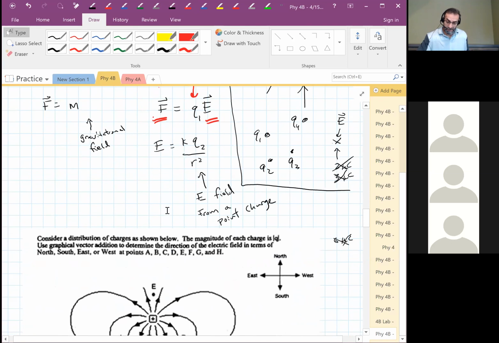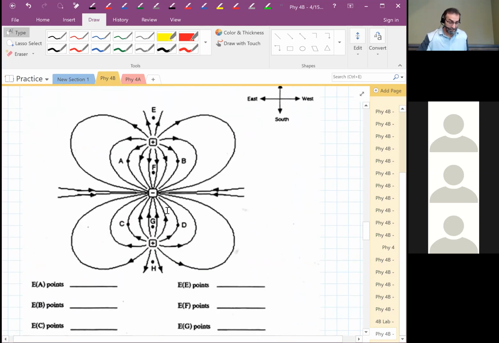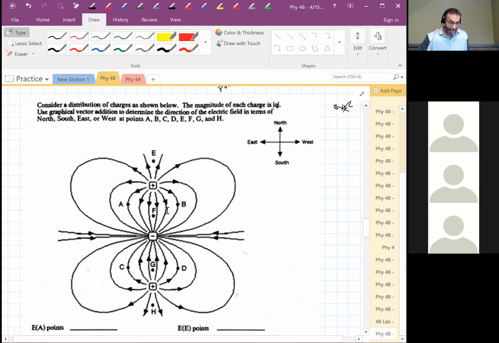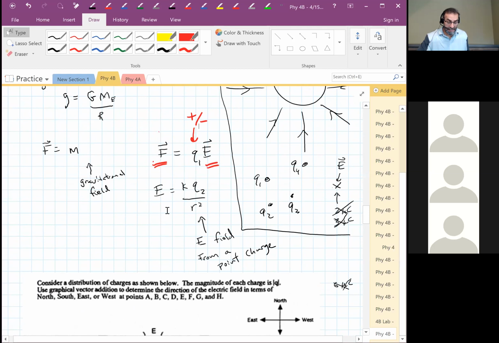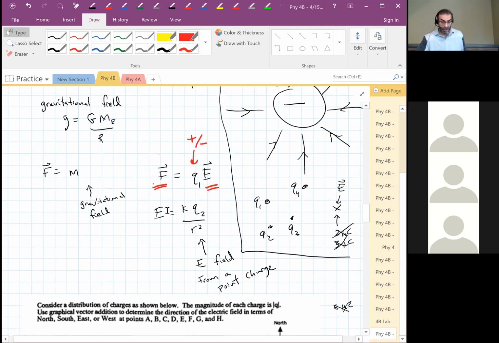All right, let's do this one. So we have some rules for field lines. R is the distance from Q2 to your point of interest, right? The place where you want to know what your electric field is. R is the distance from Q2 to your point of interest, where you're going to put Q1. Okay?